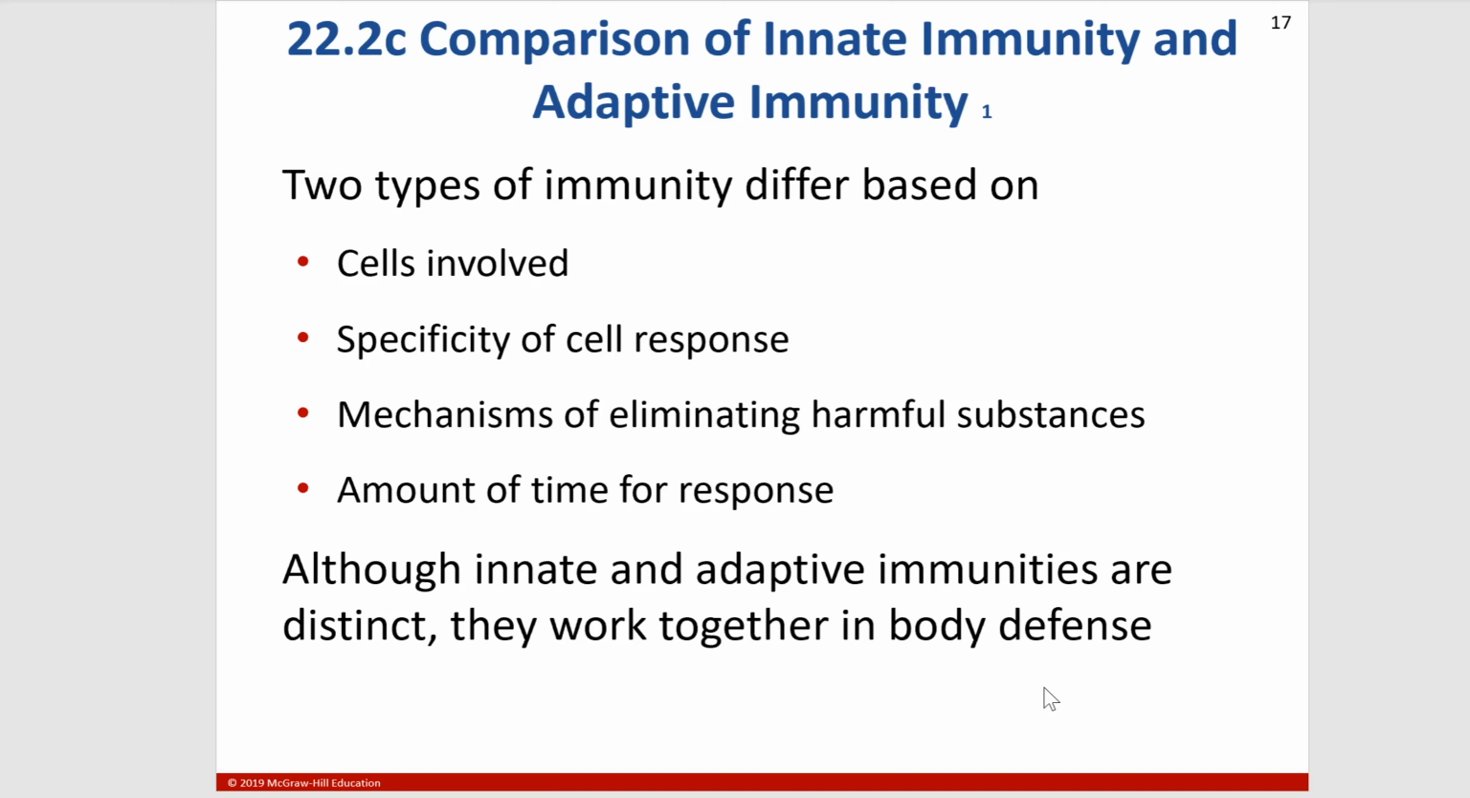Adaptive, as the name implies, is the part of the immune system that has adapted. It has matured. It has altered itself to be able to target specific pathogens. This is how we get immunized. How we get immunity from being immunized is the adaptive immunity.